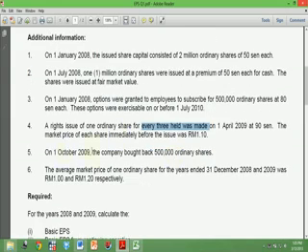On 1st October 2009, the company bought back 500,000 ordinary shares. This share buyback will reduce the number of existing ordinary shares.